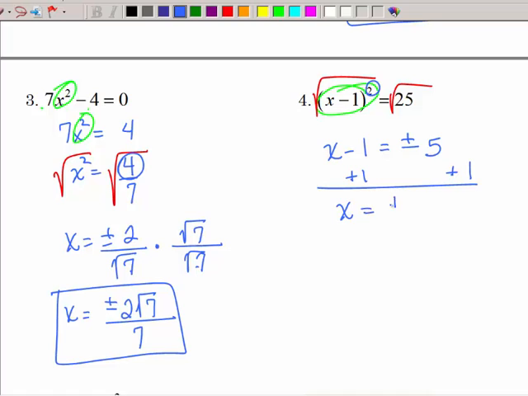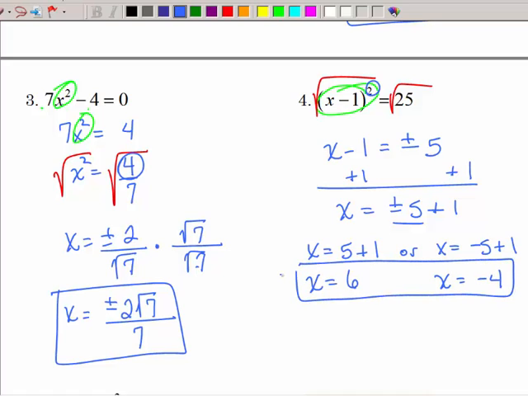This is where you've got to be really careful. You can't just say 5 plus 1 is 6 and say plus or minus 6. No, you really need to separate this. And you need to write this as x equals positive 5 plus 1 or x equals negative 5 plus 1. Either write that out or say that in your head, and so we get 6 or negative 4. So this is one instance where you have a number where you actually can collect like terms. So be careful.